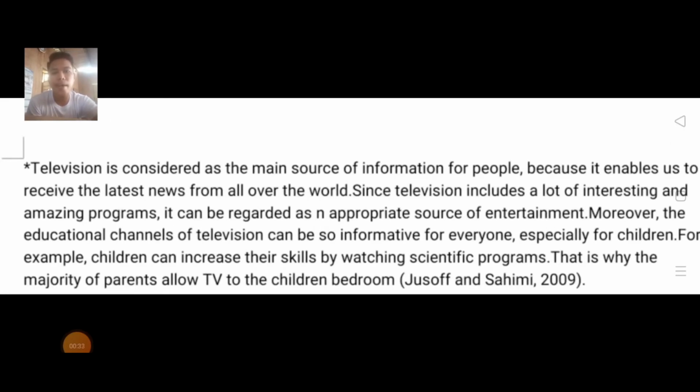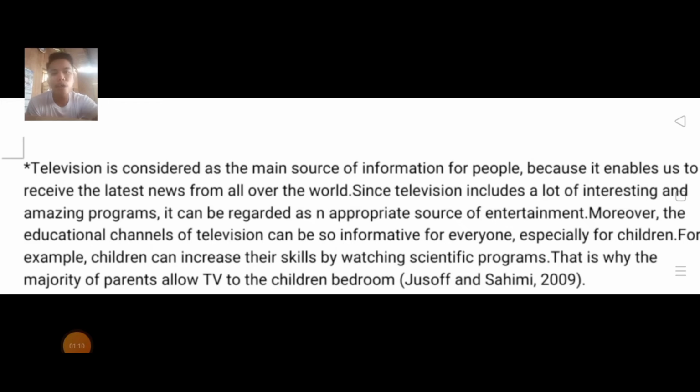Television is considered the main source of information for people because it enables them to receive the latest news from all over the world. Since television includes a lot of interesting and amazing programs, it can be regarded as an appropriate source of entertainment. Moreover, the educational channels of television can be informative for everyone, especially for children. For example, children can increase their skills by watching scientific programs. That is why the majority of parents allow television in the children's bedroom.